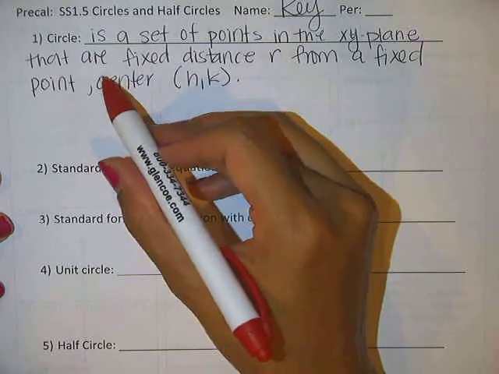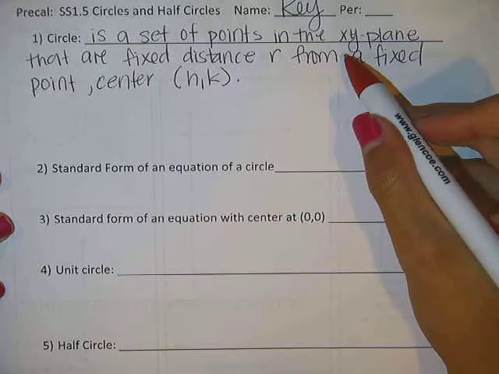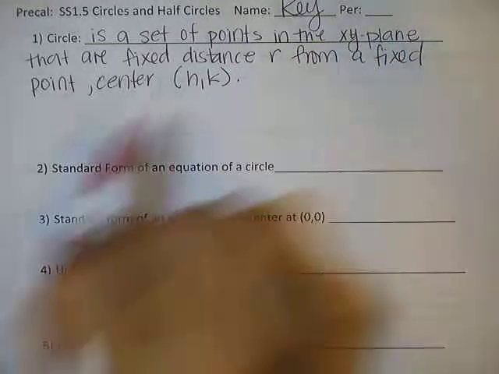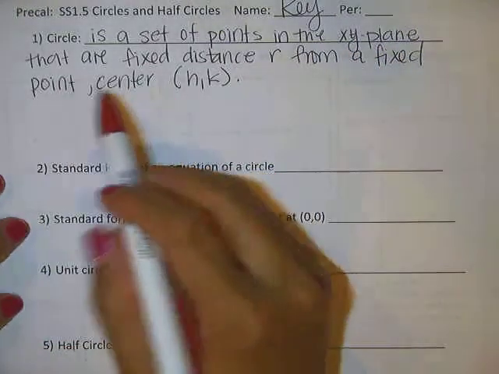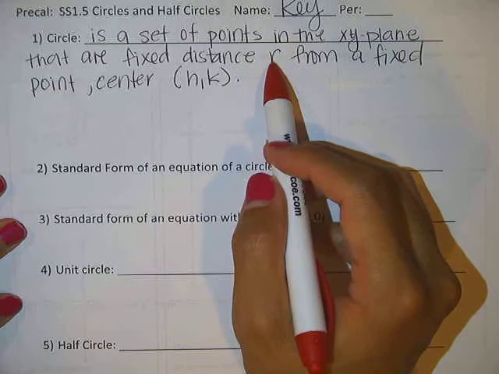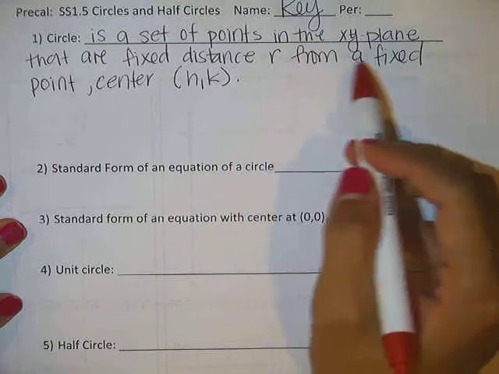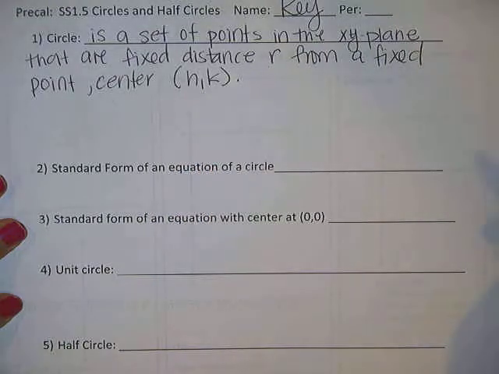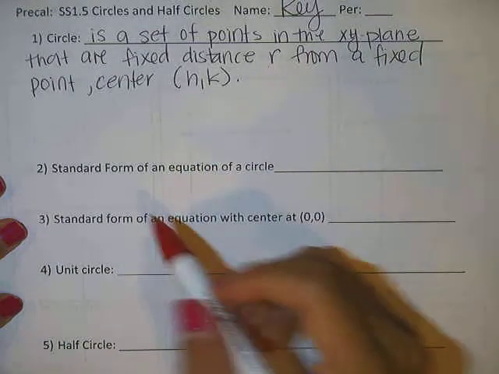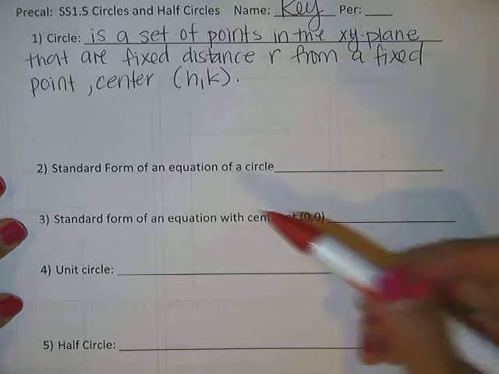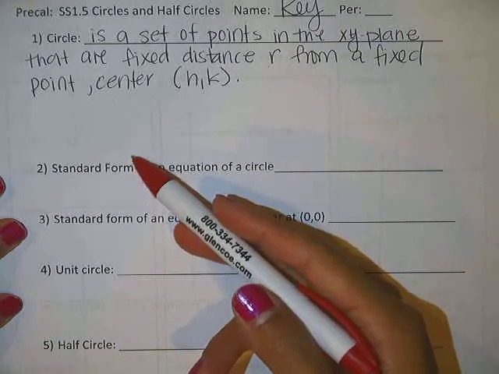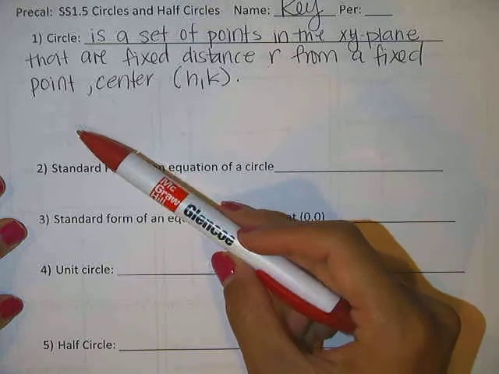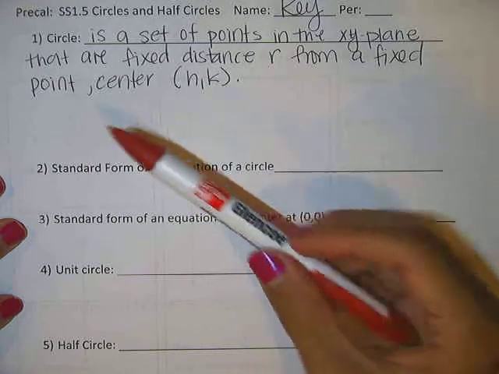Okay, so a circle is a set of points in the xy plane. Remember, in geometry, the xy plane extends forever. The points are a fixed distance, the radius, which is r, from a fixed point, which is called the center. We're going to use h, k for our center. We're going to come back to the half circle. I think in your printed notes the half circle definition is probably up here, but I moved it. So if you have it up here, just skip it for now and come back to it in a little bit.